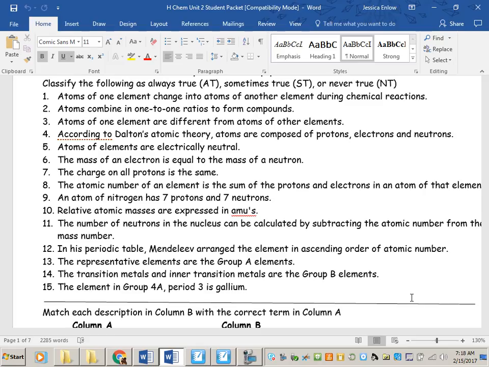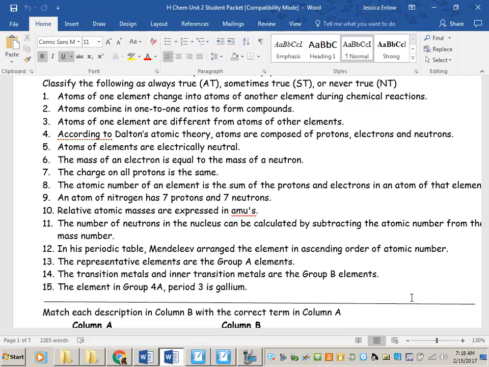5, atoms of elements are electrically neutral. Atoms of elements, okay, I can see why you guys said sometimes true. In terms of the vocabulary there, it says atoms. It doesn't say ions. So if I were just talking about atoms, I'd say you're good in terms of always true. But I can see where you maybe said sometimes true, because ions are electrically not neutral. But I think we got the point there.